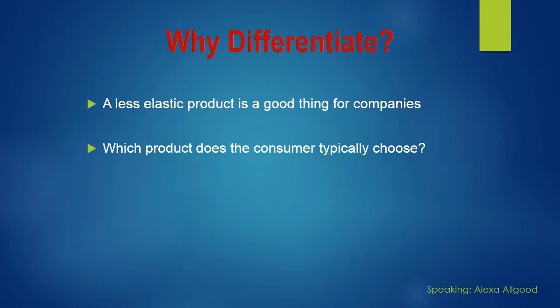Why differentiate? A less elastic product is a good thing for companies. Which product does the consumer typically choose? Elasticity refers to the relative change in product demand when you change your price. A primary benefit of differentiation is that it can make your brands more inelastic, which means customers more easily tolerate price increases. The number of available substitutes for a given product has a direct impact on its price elasticity. So the more distinct your product, the more you can stretch the price. High elasticity means customers won't budge on price, and lower elasticity means just the opposite, that they're willing to budge a little bit, which is why the slide says that less elastic items are better for a company.